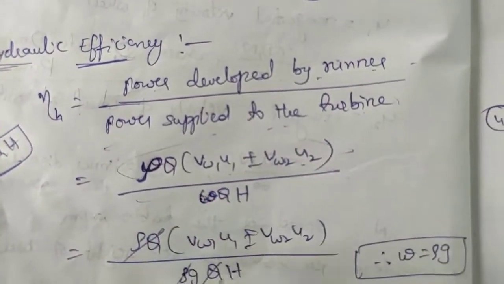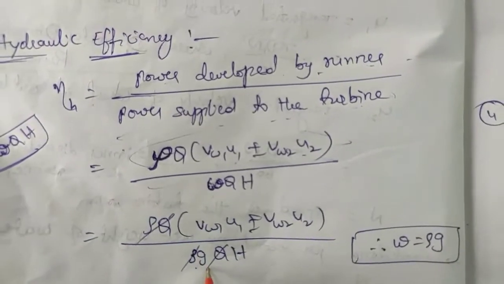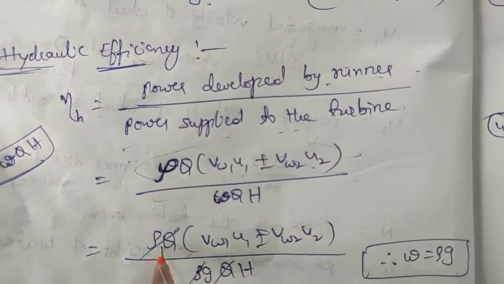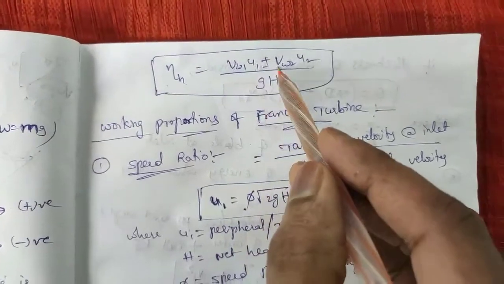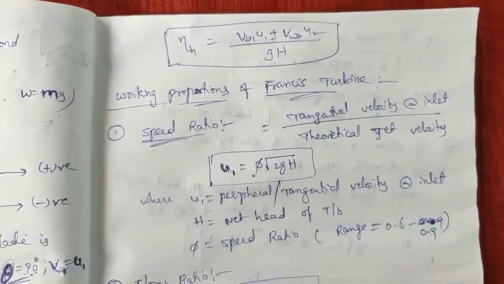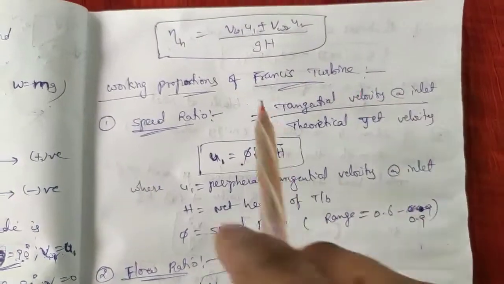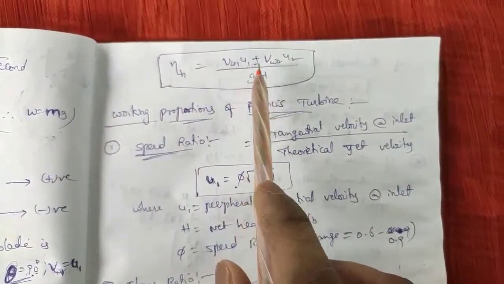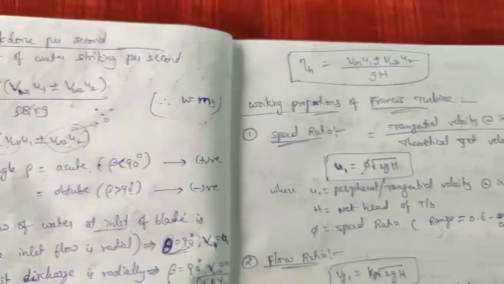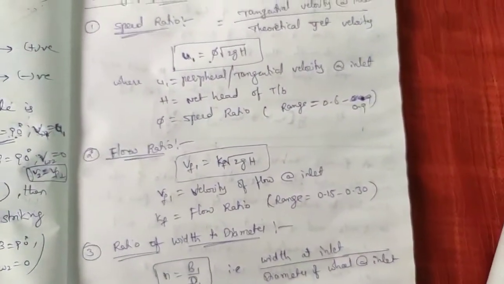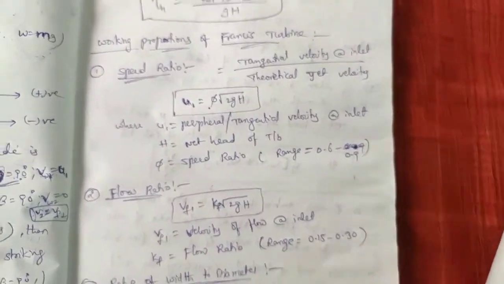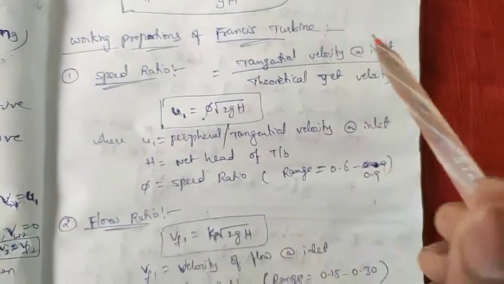So by cancelling, where W equal to rho G, here rho Q cancels. So finally we obtain hydraulic efficiency equal to (VW1 U1 plus or minus VW2 U2) by GH. So this is the hydraulic efficiency formula, and this is the work done per second formula. So these both formulas are used to calculate work done and efficiency of the Francis turbine.